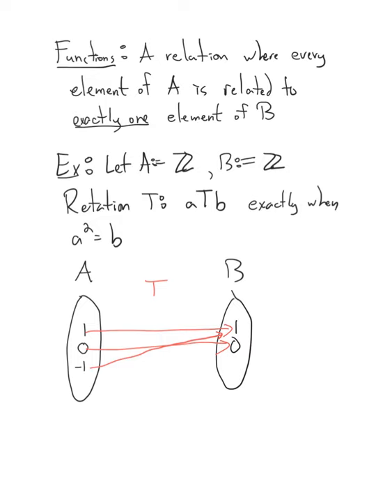Something like 10, its square, 10 squared is 100. So 10 is related to 100. Something like negative 7 is related to positive 49. So negative 7 is related to 49. Since every element has exactly one square, of course it does, this is indeed a function.